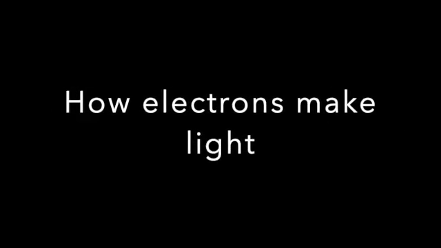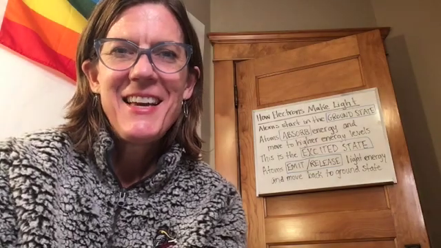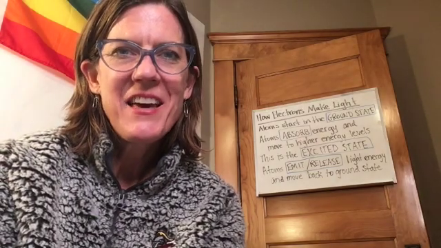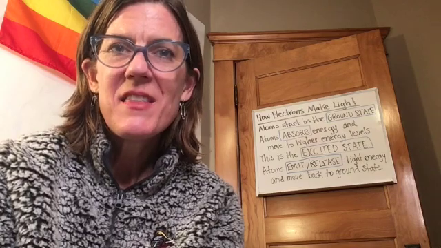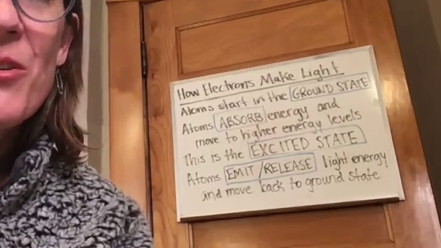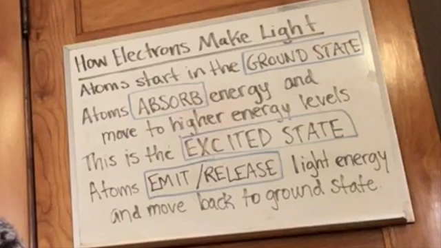How electrons make light. In this video, we're going to put a lot of things together. We're going to review ground state and excited state and what that means for atoms. We're going to go through the steps that atoms go through when they produce light using a simulation. Atoms start in the ground state, atoms absorb energy and move to higher energy levels.